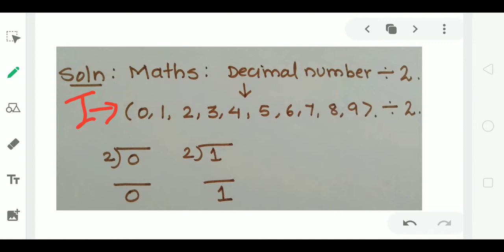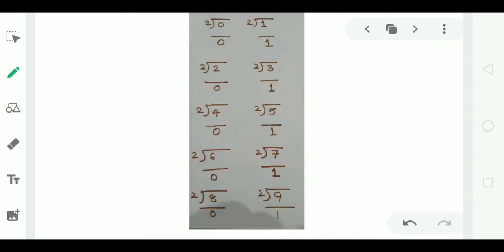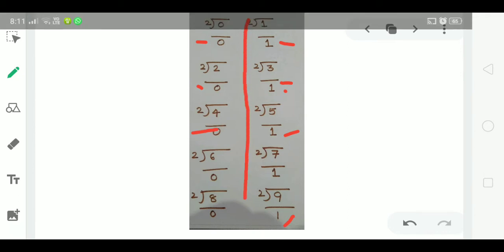Now, to check the divisibility, first of all, we should solve this question in a normal method. Normally, we check whether the numbers are divisible by 2. So how are we going to check that? We are going to check by dividing the number by 2. For example, 0 divided by 2, 1 divided by 2, 2 divided by 2, 3 divided by 2, 4 divided by 2, 5 divided by 2.